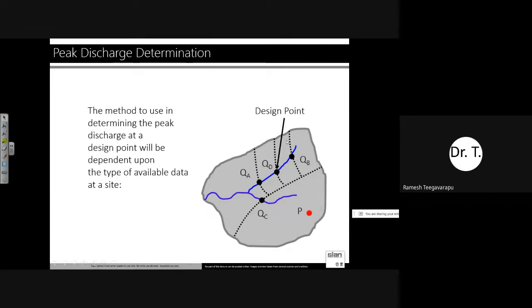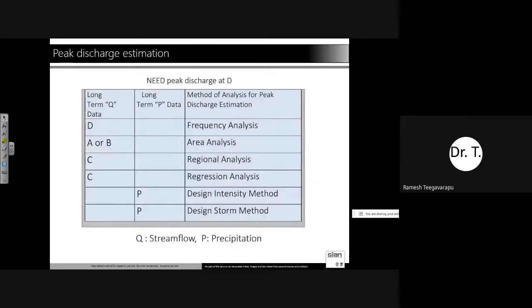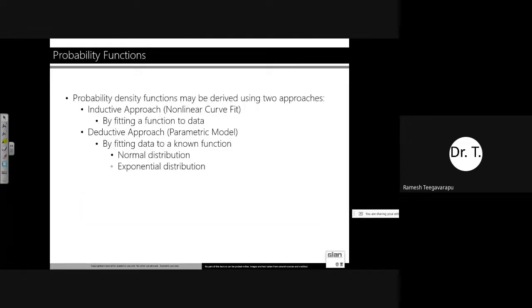So you can easily imagine that if you want to estimate the peak discharge at D, probably you can do area-based regression, or just simply area-based analysis, so that you can get the D value based on the values at B or A, or you can do what we call regional analysis. So, for example, if you have long-term values at D, you can do frequency analysis. If you don't have long-term values at D, you have to do area-based analysis using A and B, A or B values. If you only have values at C and other areas, you can do regional analysis or regression analysis. But if you have precipitation, you can go ahead and go for the design intensity method or design storm method, which I just discussed. Okay.